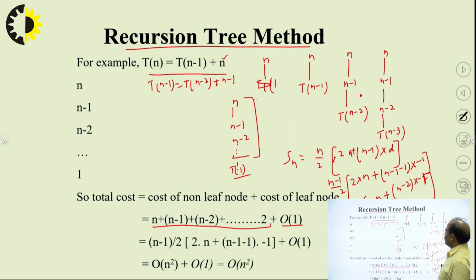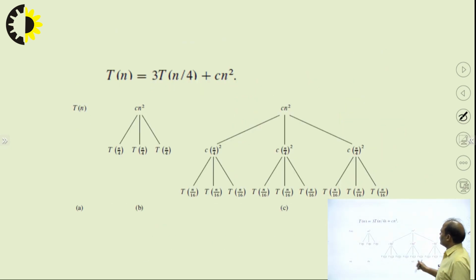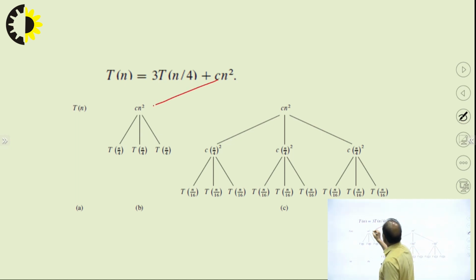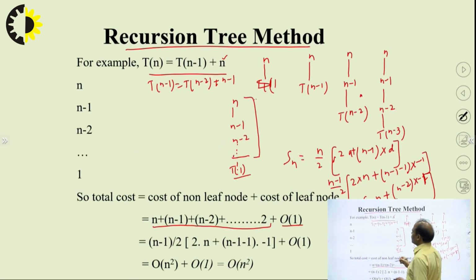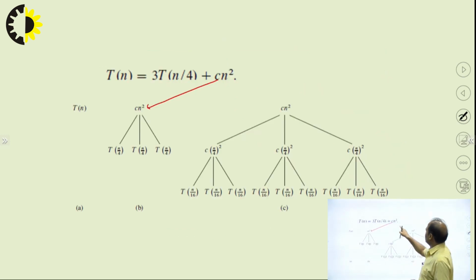Another example of the recursion tree: T(n) is 3T(n by 4) plus Cn square. As a policy matter, we just write Cn square over here, and this has 3 children. Look at the previous example, which did not have any children. But here this has 3 children, each of size n by 4. So Cn square is sitting over here, and T(n by 4), T(n by 4), T(n by 4), they are 3.